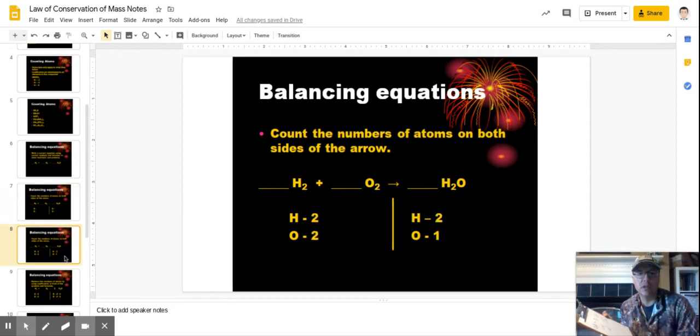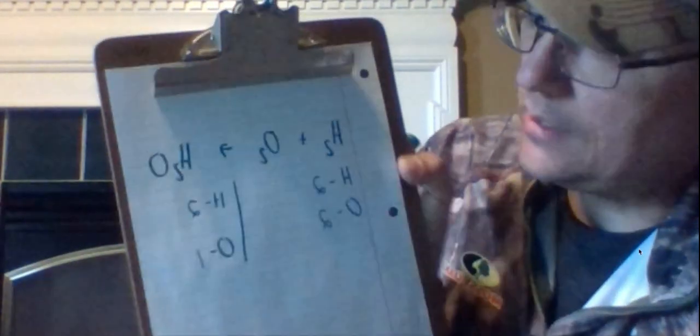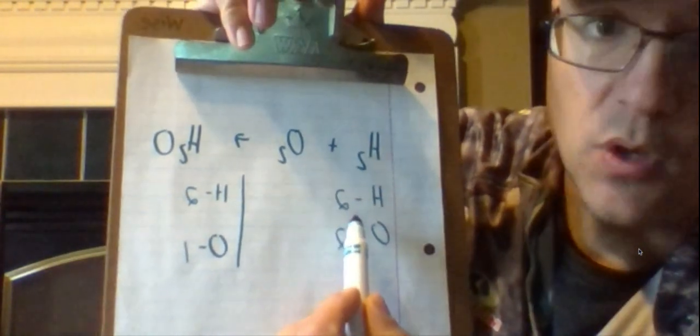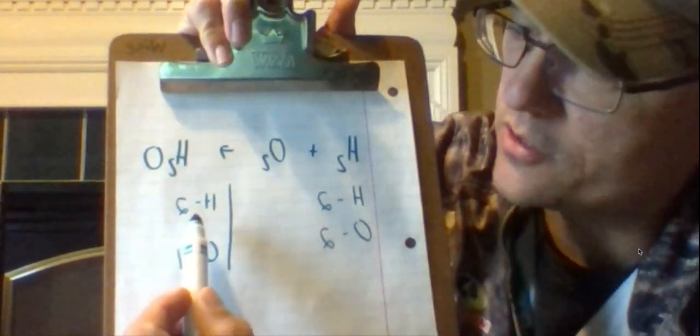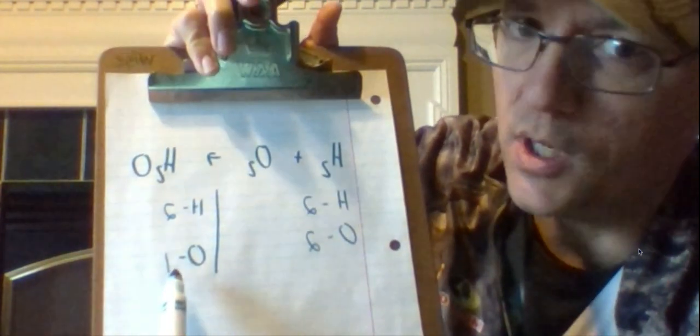Step number 3 continues on from what I just showed you. Step 3 is to balance the numbers of atoms using coefficients. And notice that I underlined the word coefficient. Coefficient is the only thing that you can add to balance an equation, and you do that in front of the symbols and formulas. So, as I was saying, when we look at this, we say, okay, we have 2 hydrogen on the left, 2 hydrogen on the right. That's good. 2 oxygen on the left, 1 oxygen on the right.